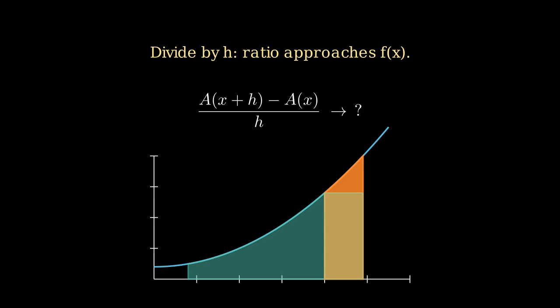Divide our approximation by h and the h's cancel. The quantity A of x plus h minus A of x, divided by h, is approximately f of x for any small h. So in the limit, as h goes to 0, this ratio approaches f of x exactly. But that ratio is precisely the definition of the derivative of A. So we've shown the derivative of A evaluated at x equals f of x.